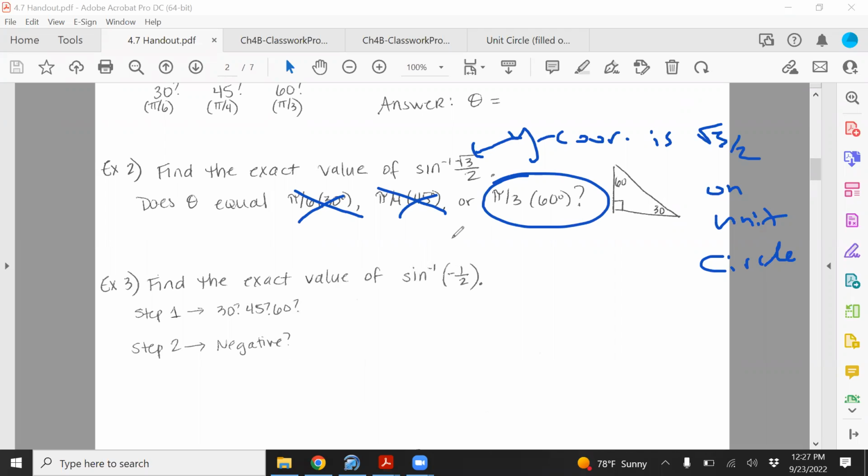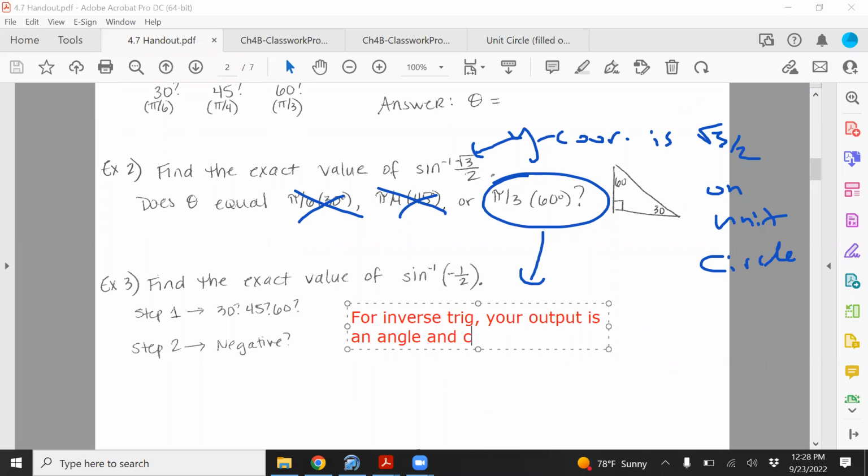By the way, that's actually a great observation you just made. For inverse trig, your output is an angle and can be expressed in either degrees or radians. Your choice. I don't care.